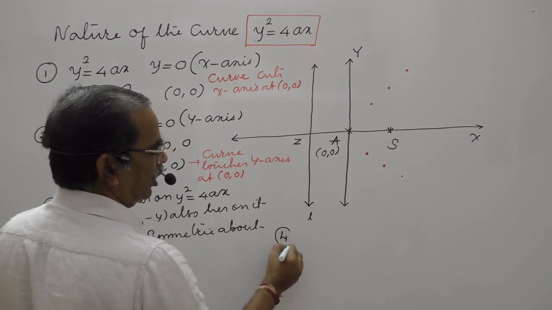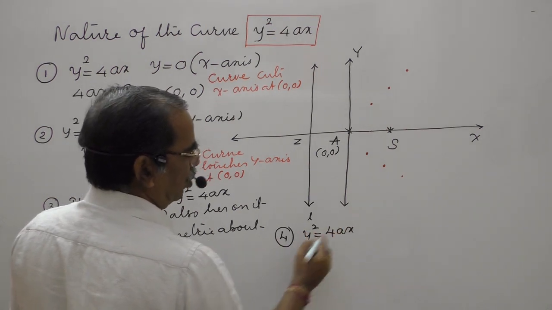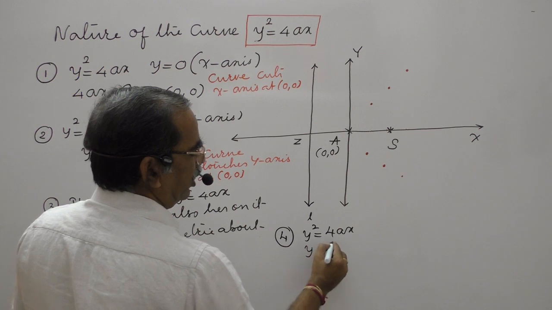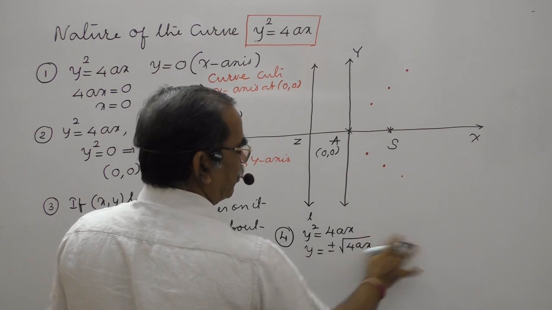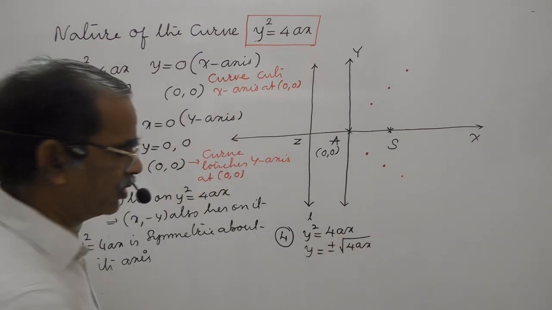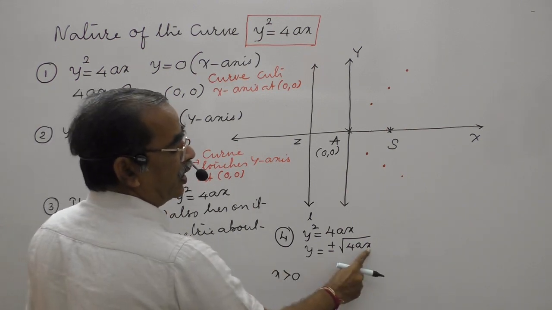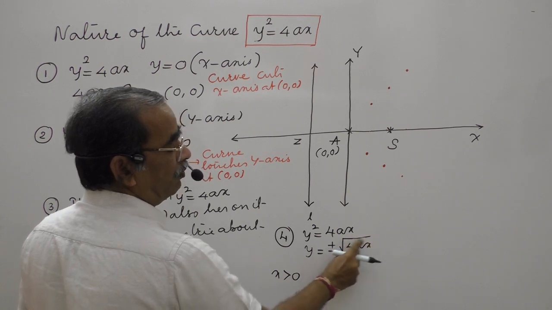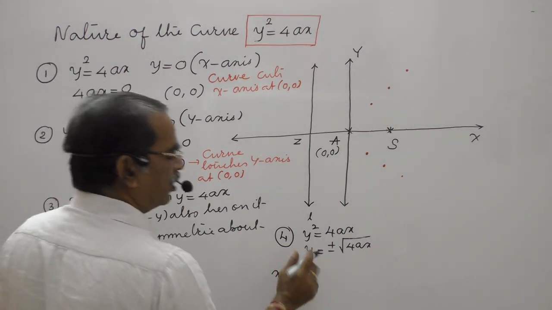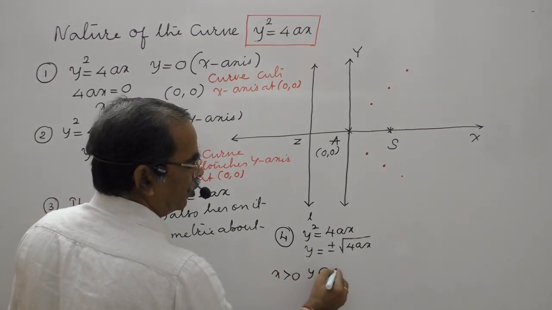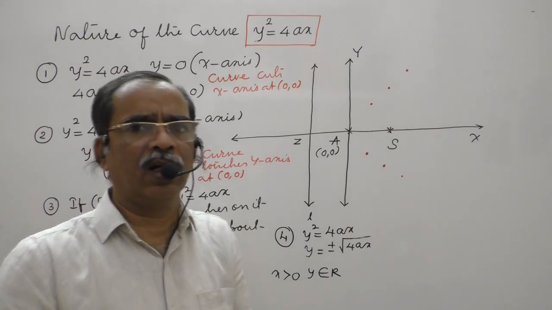Next, you take point number 4. The equation of the curve is y square equal to 4ax. From this, y is equal to plus or minus root over 4ax. Here y is depending on x. If x is greater than 0, the entire quantity will be positive. The square root of a positive number is real. That means y is real. So whenever x is greater than 0, y is real, which means you will get a real curve.